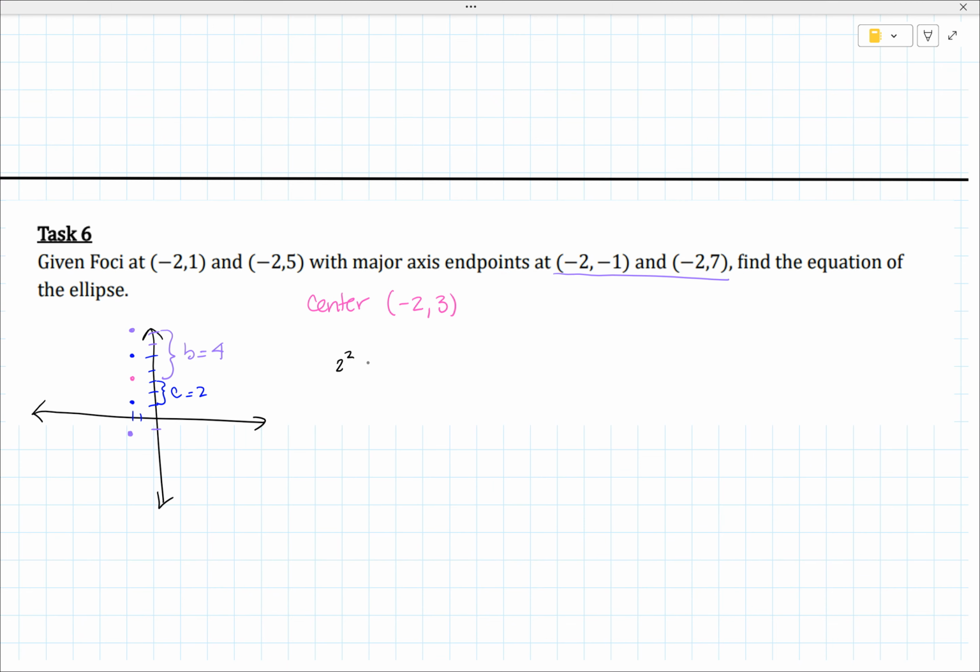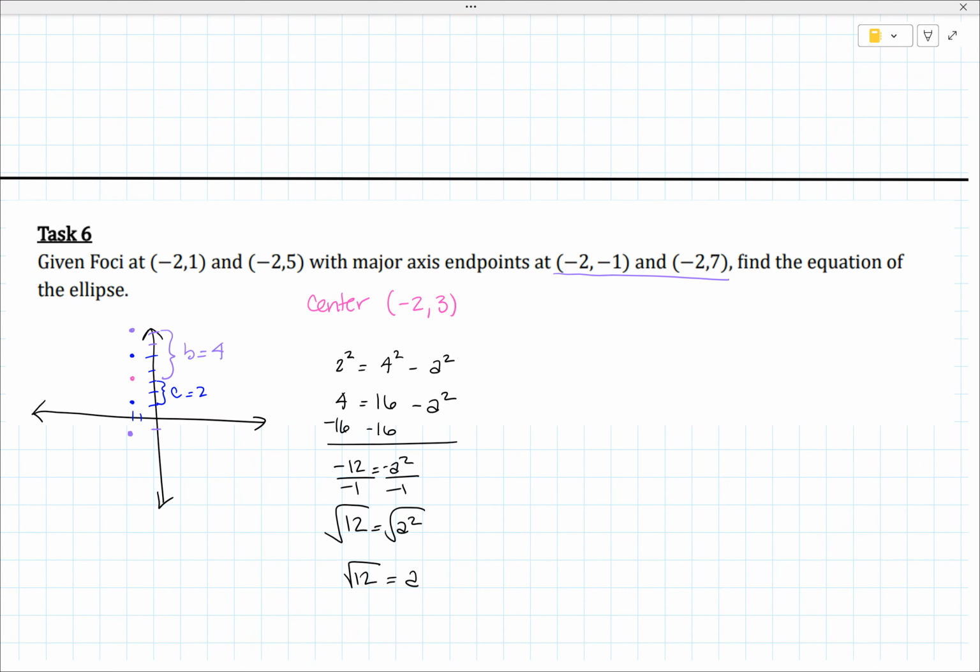So 2 squared equals, and 4 squared is, 4 is going to be bigger because it's on the major axis. So we're going to go 4 squared minus A squared, which is what we're going to find. So 4 equals 16. We're going to solve for A here. -12. Make that positive. Square root, and square root of 12 is A.